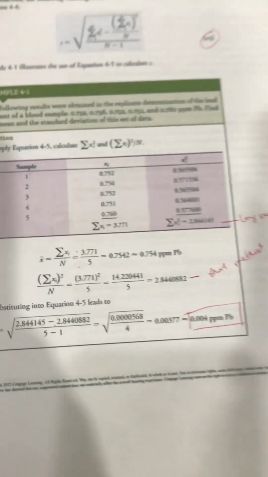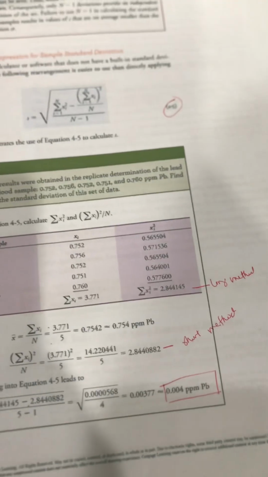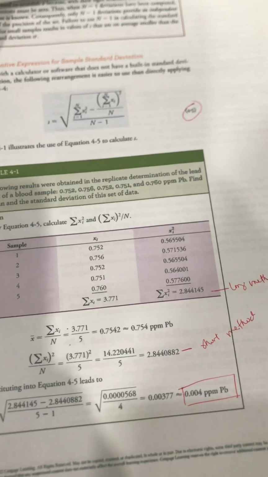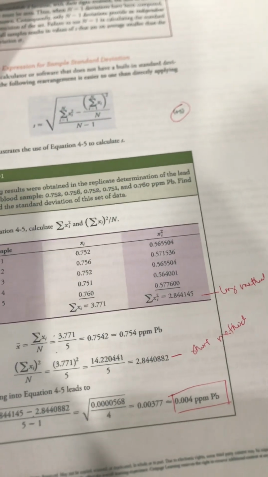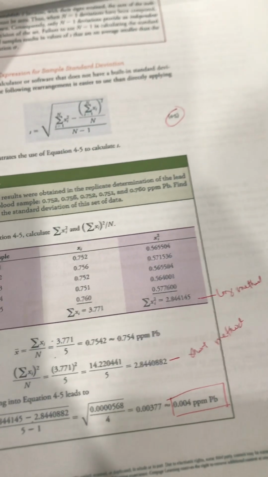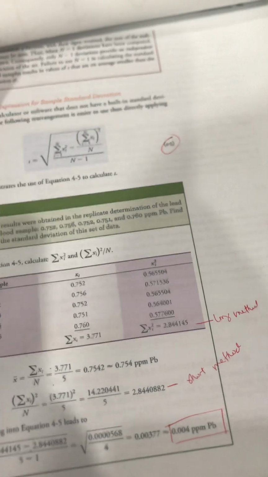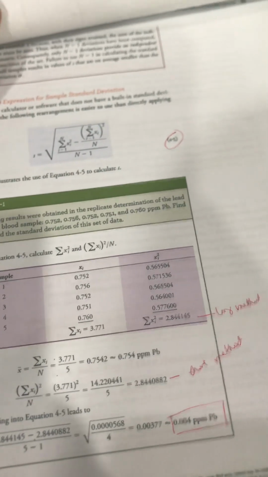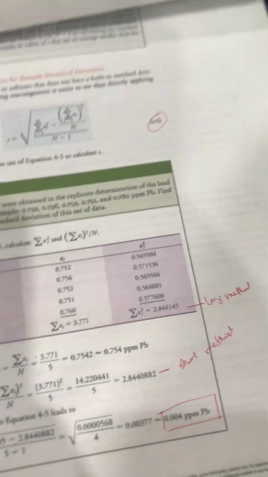So here is, for example, Example 4-1 in the table: the following results were obtained in the replicate determination of the lead content of a blood sample: 0.752, 0.756, 0.752, 0.751, and 0.760 ppm lead. Find the mean and standard deviation of this set of data. Since it's the error that we are trying to find out, here is what we are going to do.